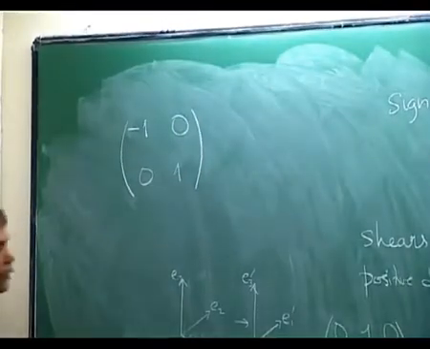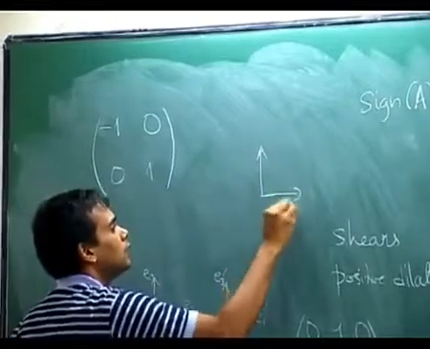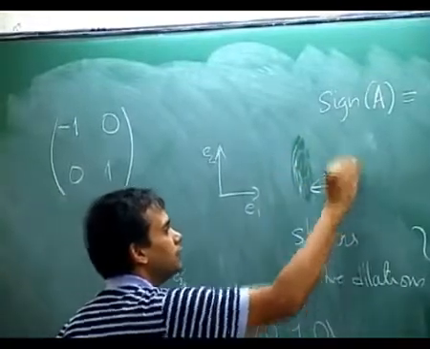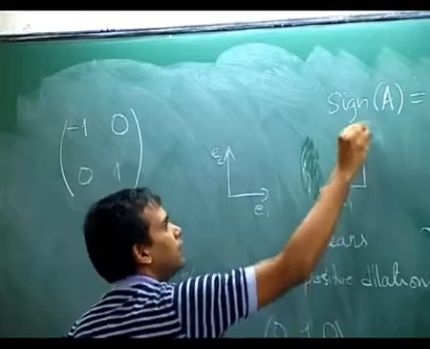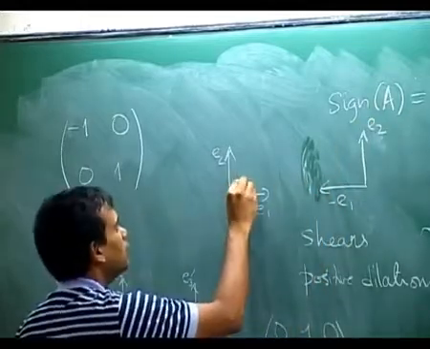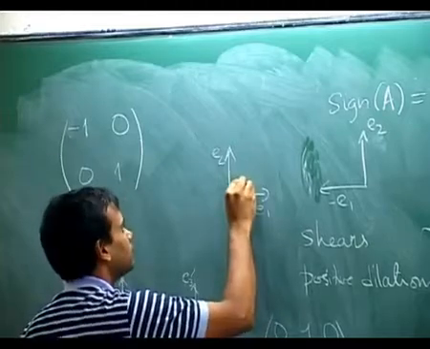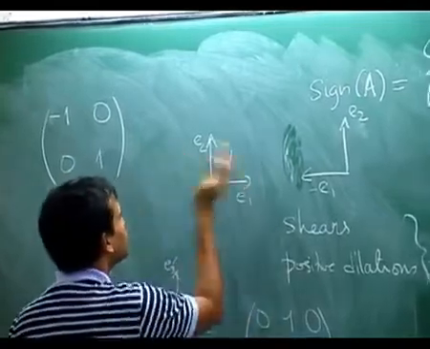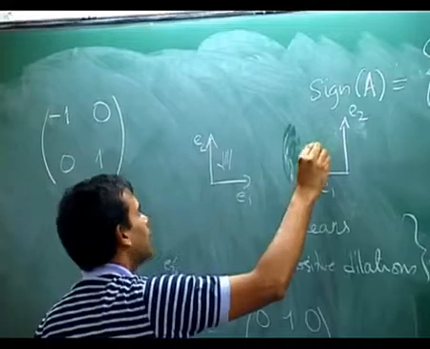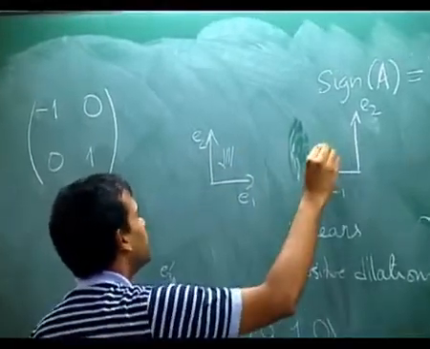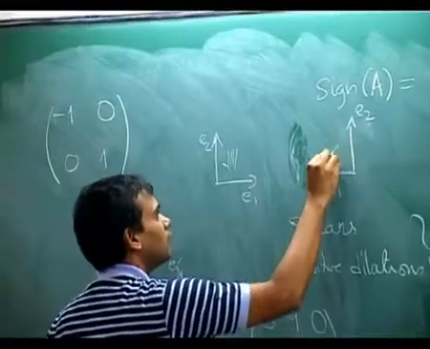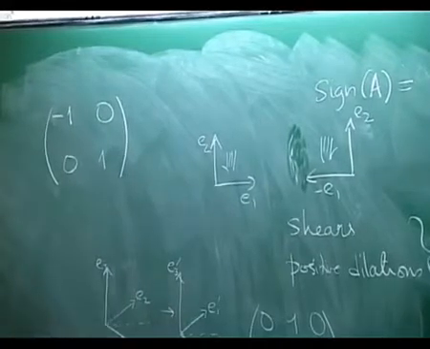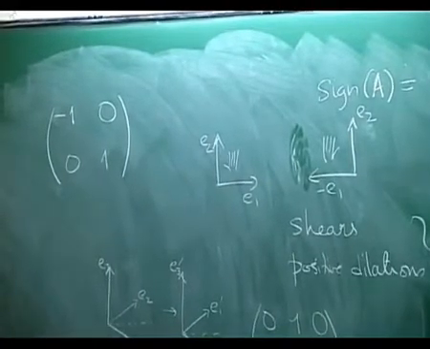It's chirality reversing, because if you draw the picture, what it's doing is taking E1 to minus E1. Just to make sure, let me draw a hand. This hand, it's actually reflection about the y-axis. This hand, which is a left hand, will become a right hand. So that's chirality reversing.